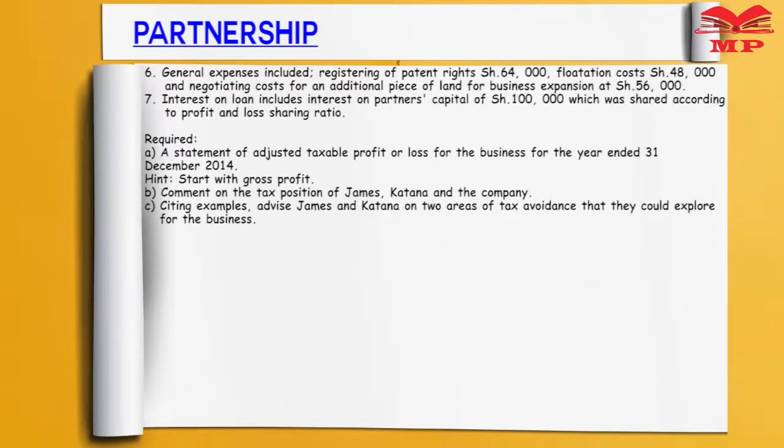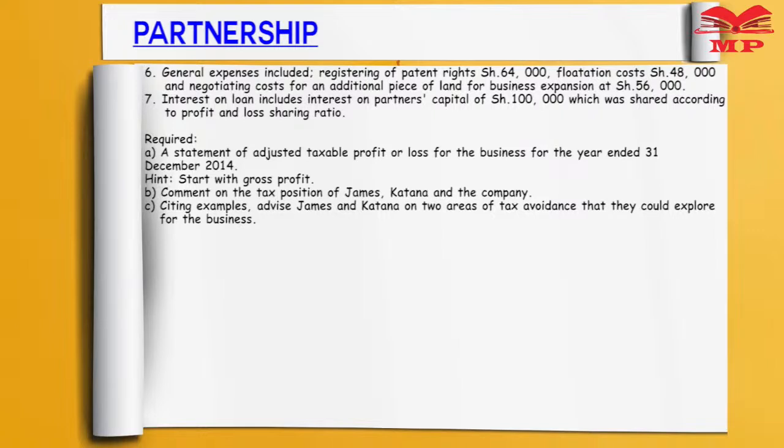Number six, general expenses included registering of patent rights 64,000, flotation costs of 48,000, and negotiating costs for an additional piece of land for business expansion at 56,000. Number seven, interest on loan includes interest on partner's capital of shillings 100,000, which was shared according to the profit and loss sharing ratio. Required: one, a statement of adjusted taxable profit or loss for the business for the year ending 31st December 2014. Hint, start with gross profit. B, comment on the tax position of James, Katana and the company. C, citing examples, advise James and Katana on two areas of tax avoidance that they could explore for the business.